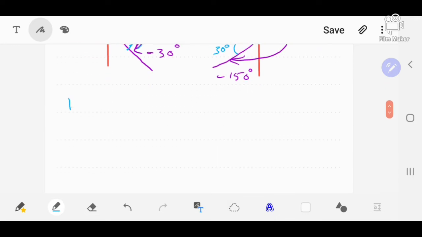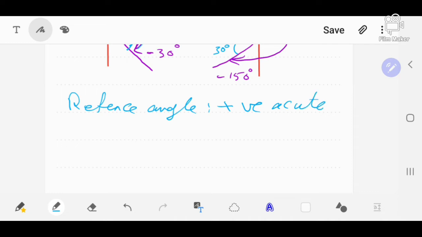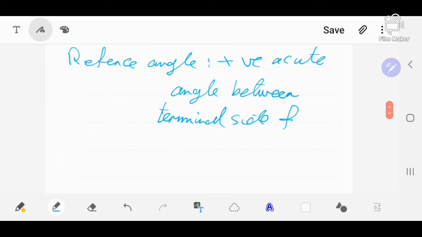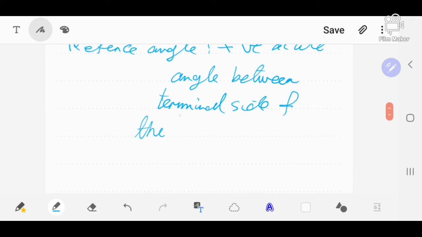So for each angle in trigonometry, we have a reference angle which will be defined as a positive acute angle between the terminal side, that's the important part, and the x-axis or the horizontal axis.